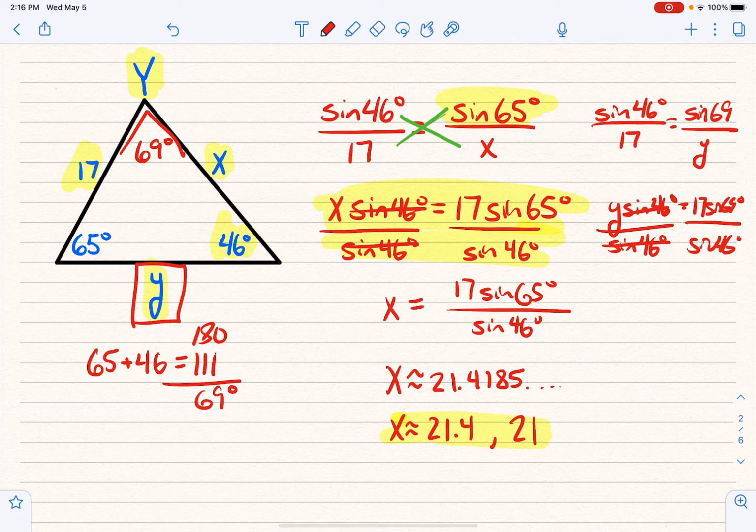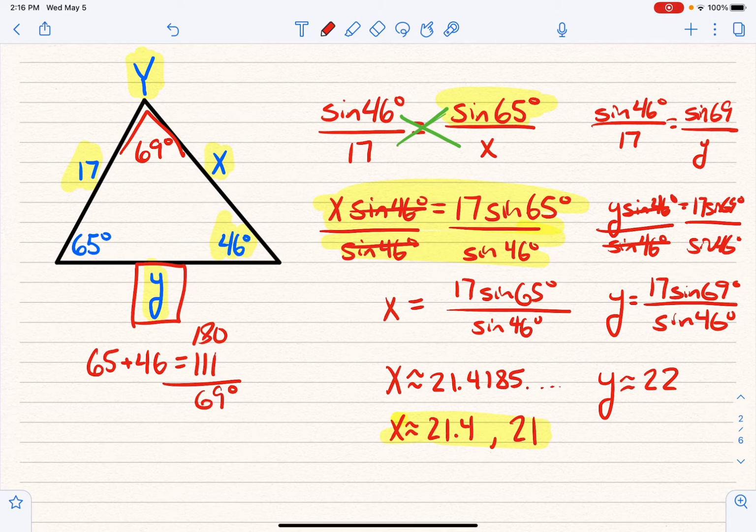Okay, supposed to be these two things cross out. So therefore, y is equal to 17 times the sine of 69 degrees divided by the sine of 46 degrees. So therefore, I plug that into the calculator. I got 17 times the sine of 69 degrees divided by the sine of 46 degrees. And I get about 22.063. You go 22.063, so that would be about 22.1.